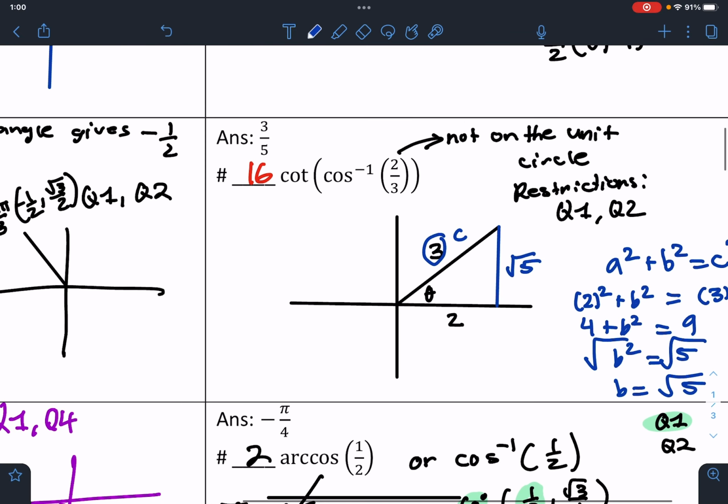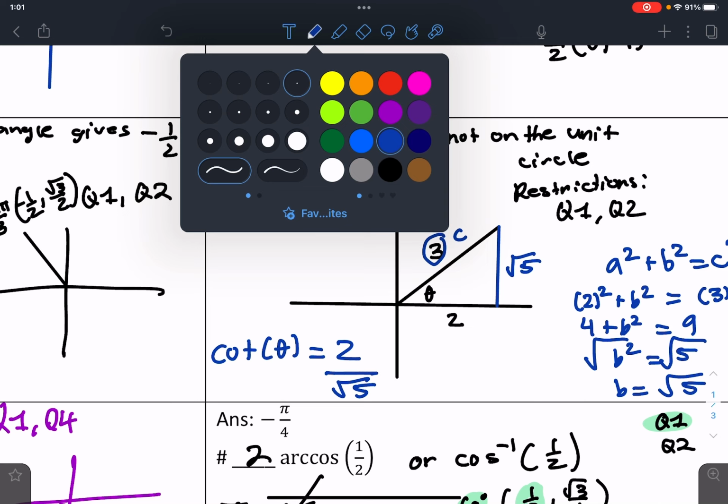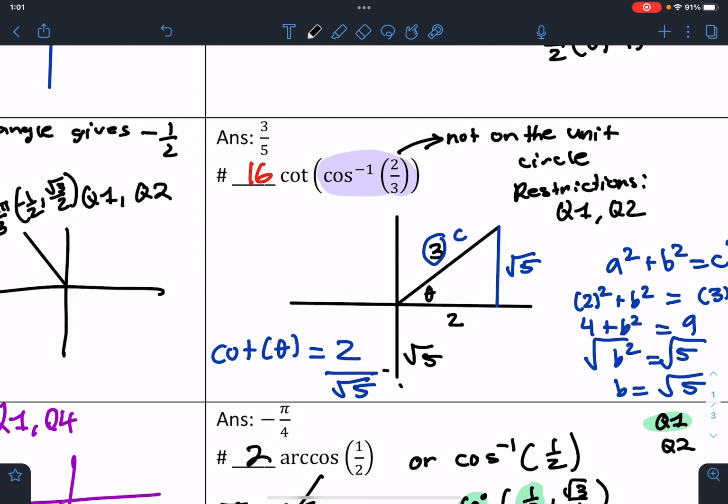So once again, if we look at this, what angle gives me 2/3? Well, everybody, that angle is just theta. And then cotangent means x over y, or adjacent over opposite. So this is 2 over the square root of 5. Rationalize. And this is my final answer.